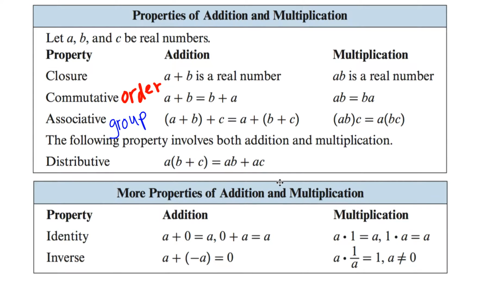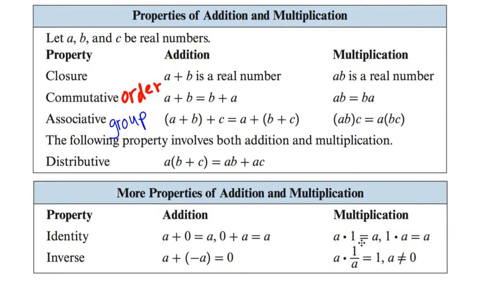And then two additional properties of addition and multiplication are the identity and inverse properties. Now the identity property says if you start with some real number a, what do you add to it to end up with that same number? So 0 is called the additive identity because you want to start and end with the same number. And it doesn't matter which order you do that.